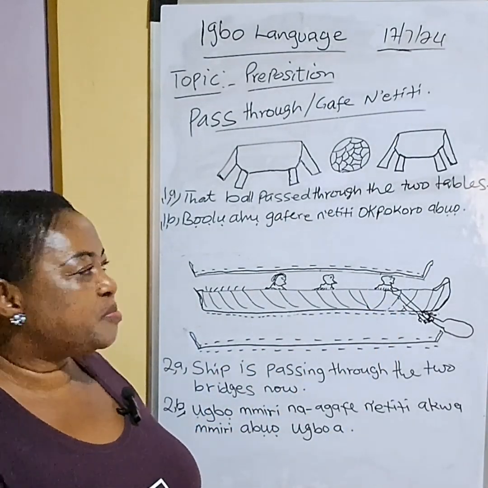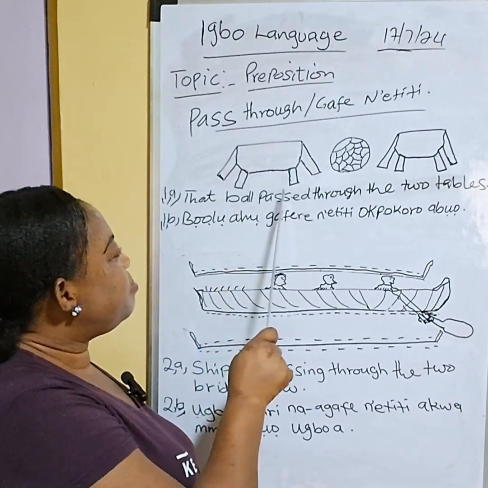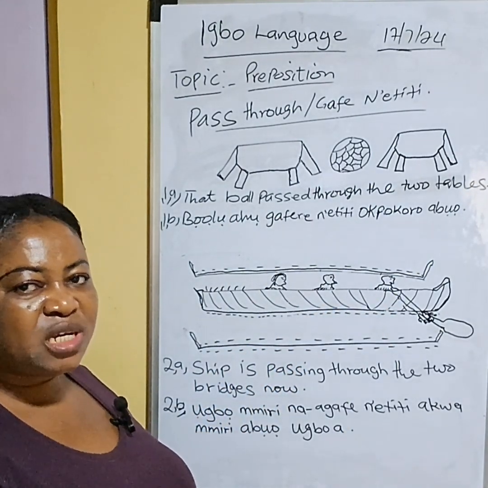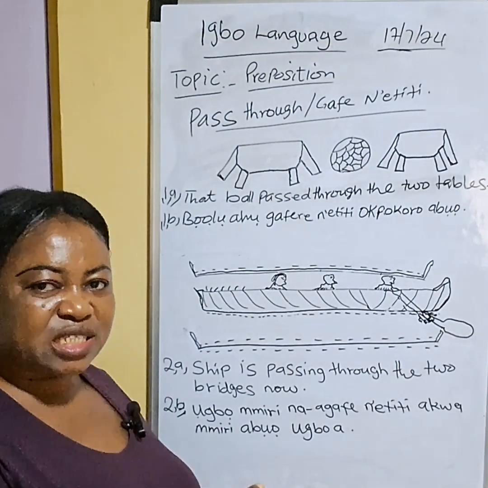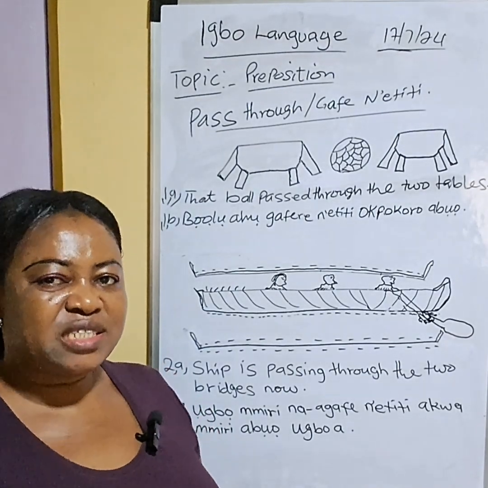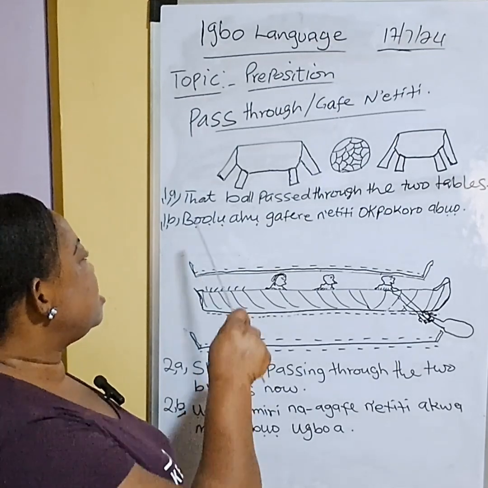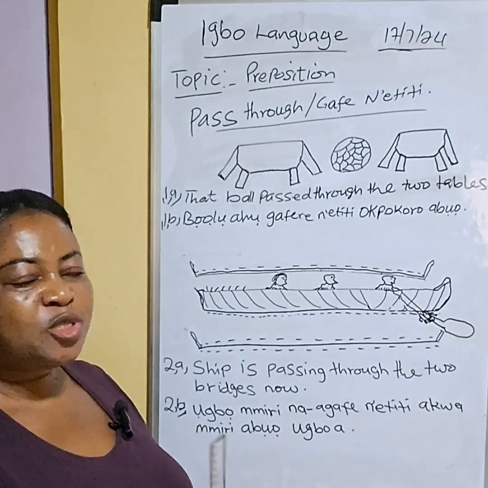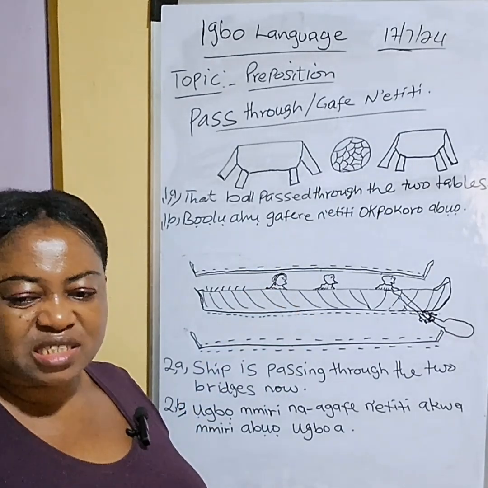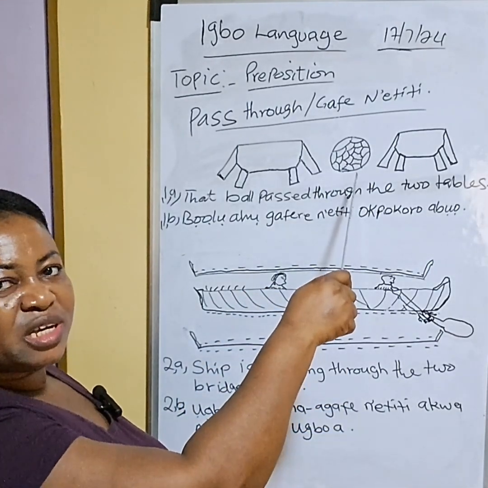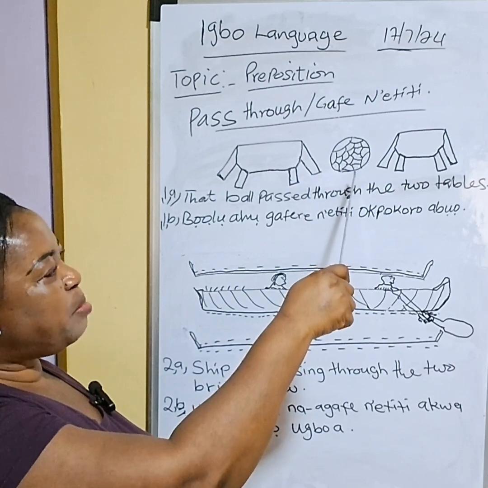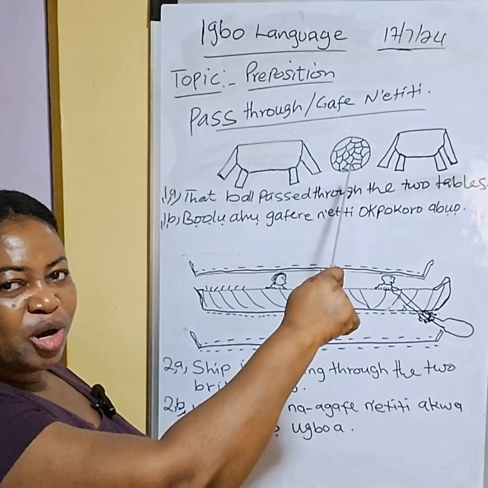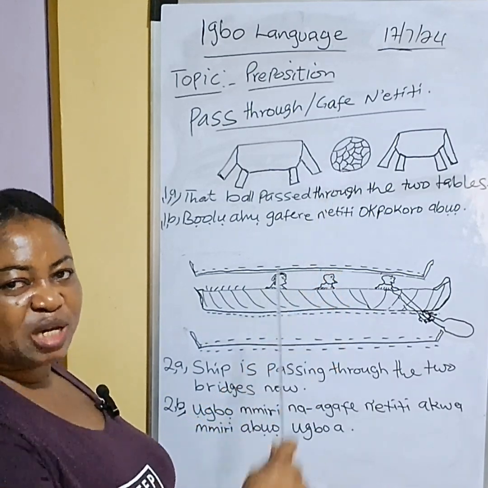Class, repeat after me. That ball passed through the two tables. Yes. Remember, when we use that in a sentence, that means a singular thing that is far. You point to it. Class, I point to this ball and say, that ball passed through the two tables. Again, that ball passed through the two tables.